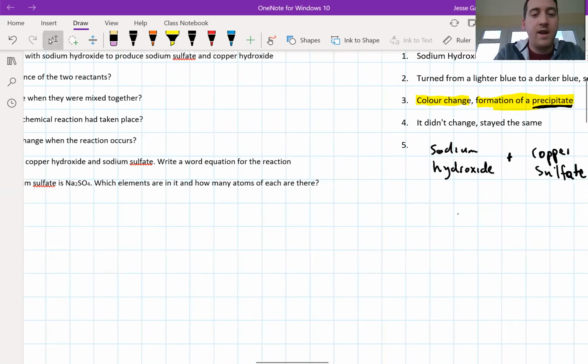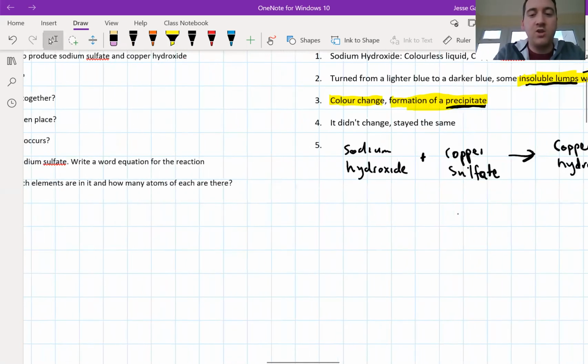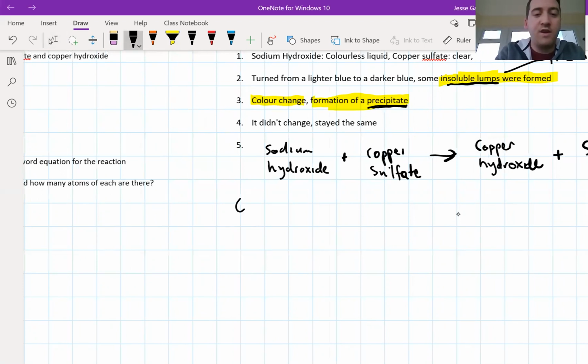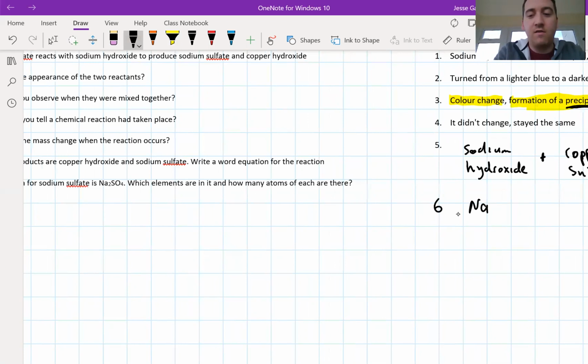And the last one says, the formula for sodium sulfate is Na2SO4. Which elements are in it and how many atoms are there of each? So again, it's a little bit of a revision. We're going back a good few lessons here to see if you can figure out how many and which type of atoms are in here.